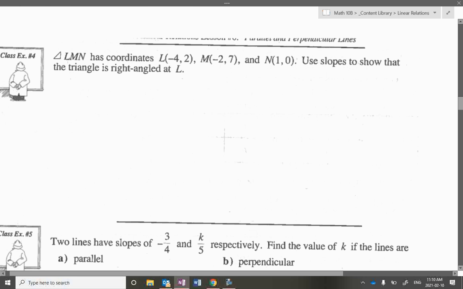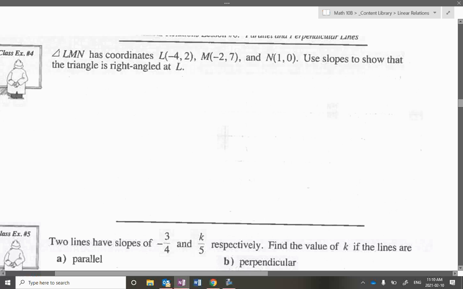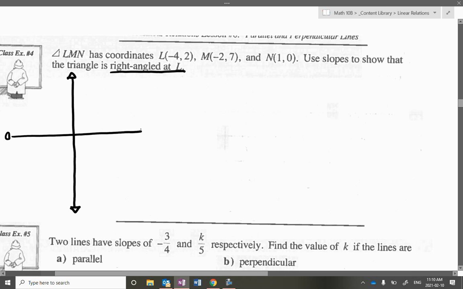We have a triangle. Then it says use slopes to show that our triangle is right angled at point L. So let's start by sketching this image. So -4 and 2. I'm doing this very much as a sketch. It's just that visual aid to kind of help us out. M is at -2 and 7. And N is at 1 and 0. So this is my triangle.